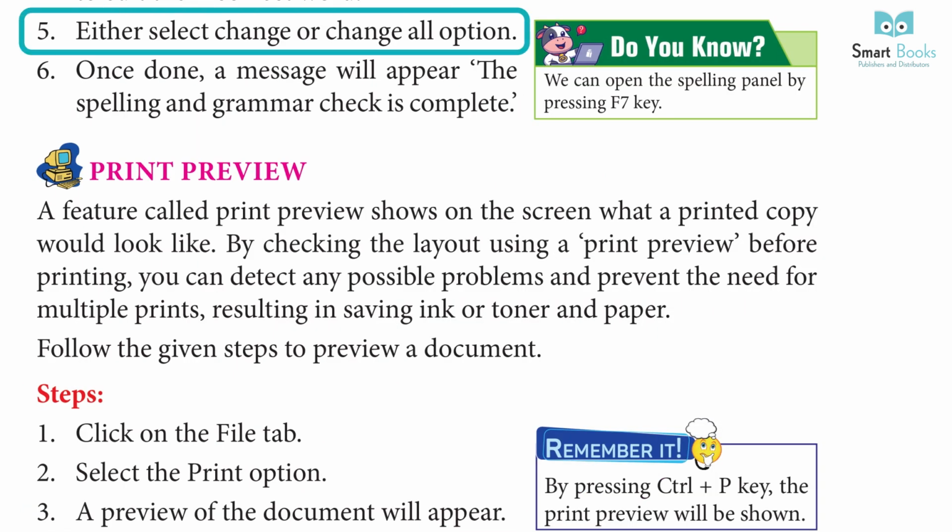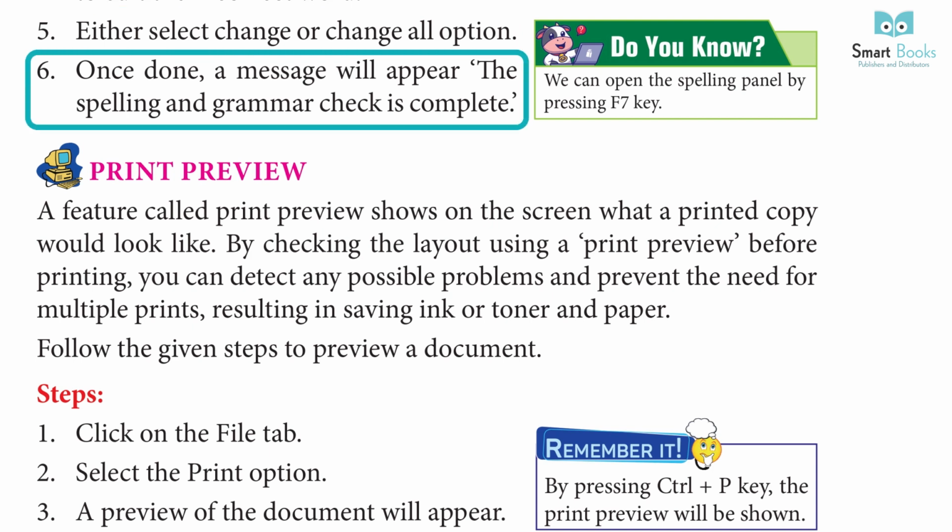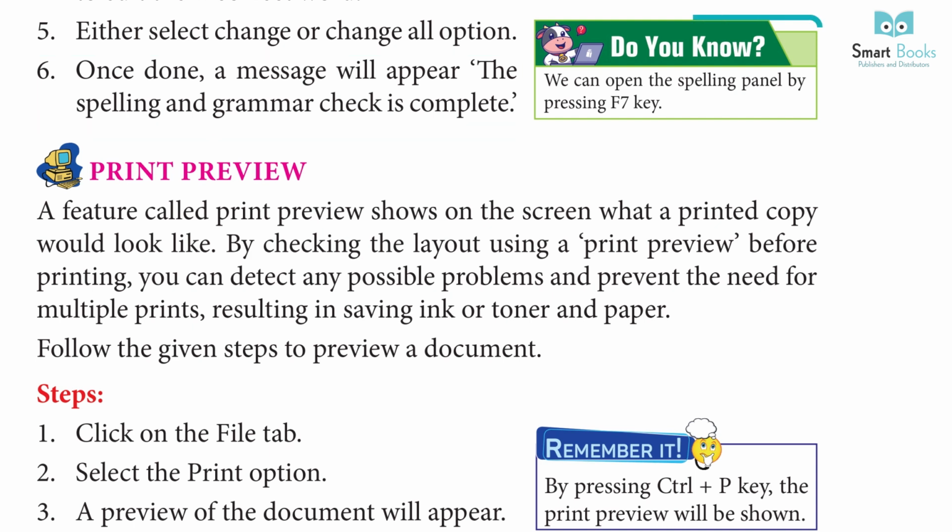5. Either select Change or Change All options. 6. Once done, a message will appear. The spelling and grammar check is complete. Do you know? We can open the spelling panel by pressing F7 key.